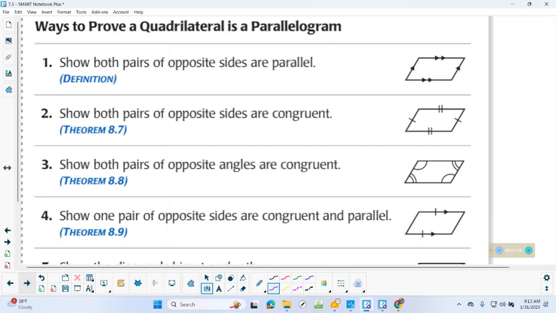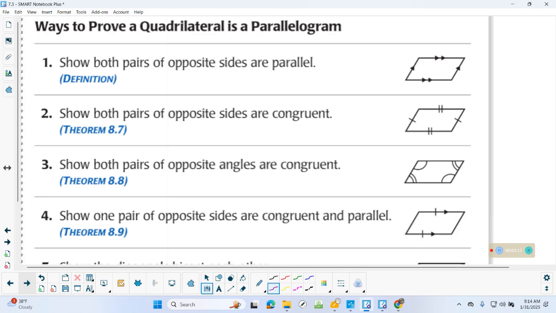So now what we're going to do is how to show that it is an actual parallelogram. I don't know it. We're going to show it. So one way to do it. Yes, you got it right. I know. Show both pairs of opposite sides are parallel. Now I'm going to add to this because you know I can't help myself.